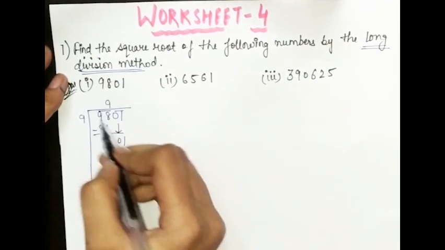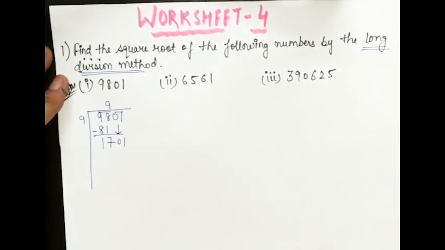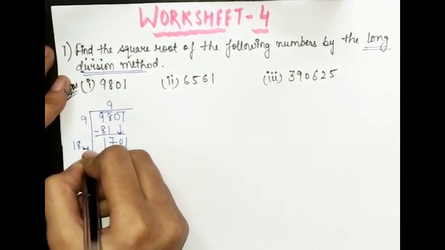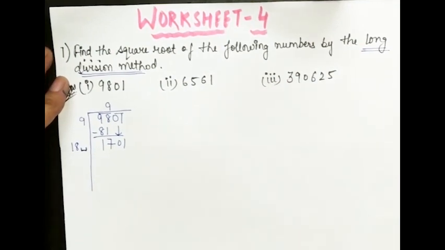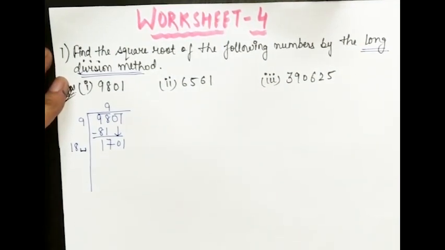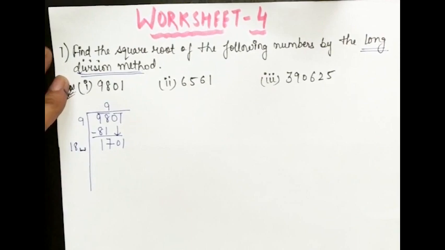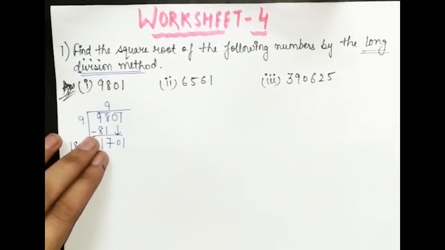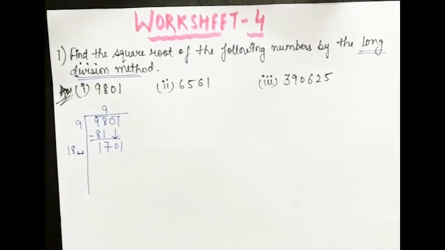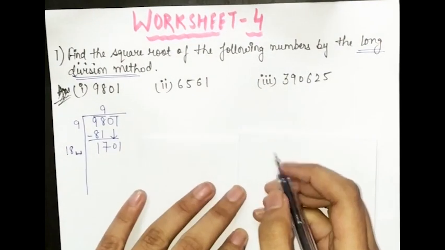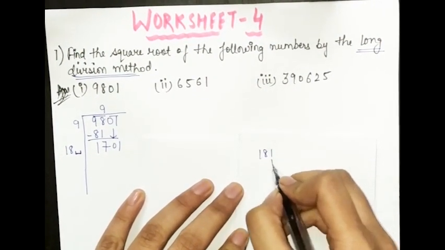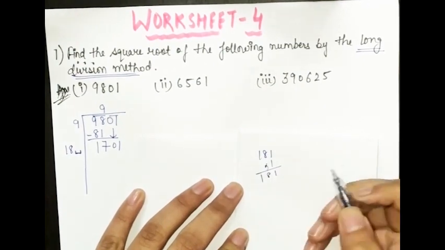Now you all know, what is the double of 9? 9 2s are 18. So here we have to add one number so that this will be completely divisible, or a little smaller than that. We have to find that number also. So first we will try with 1: 1 1s are 1, 1 8s are 8, 181.